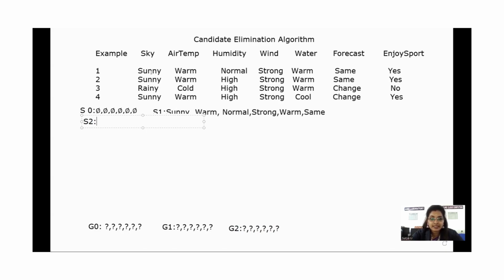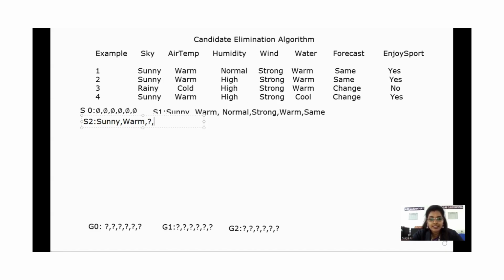Now check sunny and sunny, both are the same, right? So I'm entering sunny. Then the next one, warm and warm, both are the same, so write warm as it is. The next one, high and normal. Now we are finding a difference, because here we have high, but here the data is normal. So we are going to convert this value into a question mark, because we have not yet decided what the value exactly is. So we have changed this into a question mark.